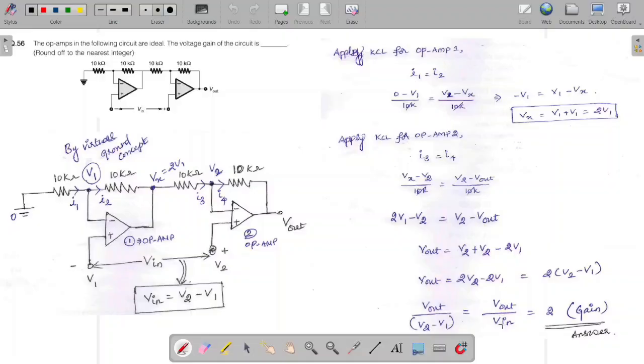Hence V out divided by V2 minus V1 is nothing but V in. So V out divided by V in is equal to 2. Hence the answer is 2.